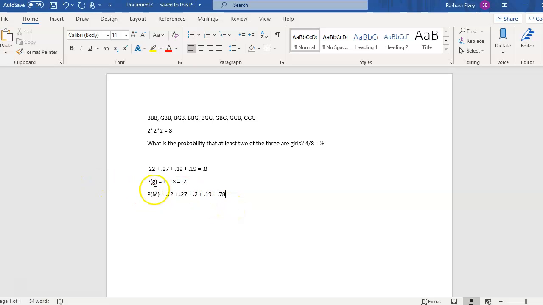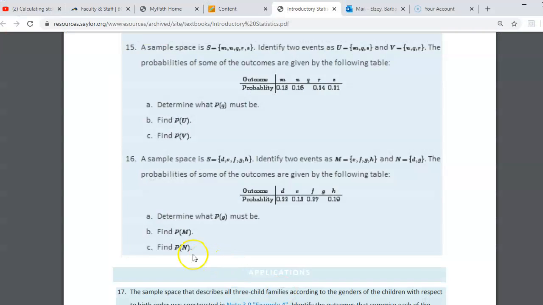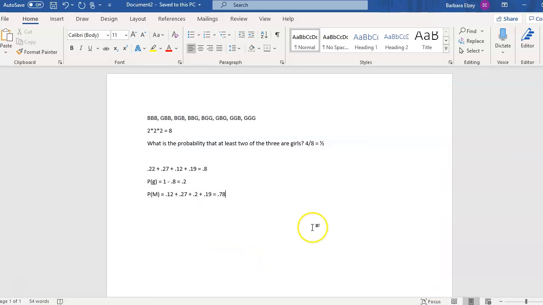Now, remember, the probability of any outcome or any event other than the sample space itself will always be smaller than 1 and will always be positive. So if you get something bigger than 1, you know you've made a mistake. Now, let's look at our last one here. The probability of N. N contained D and G. D was 0.22, and we know G was 0.2, so let's just add those two. The probability of N is 0.22 plus 0.2, which gives us 0.42. And there we have it.